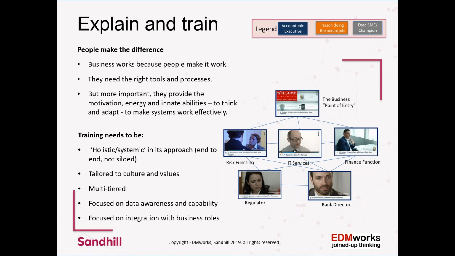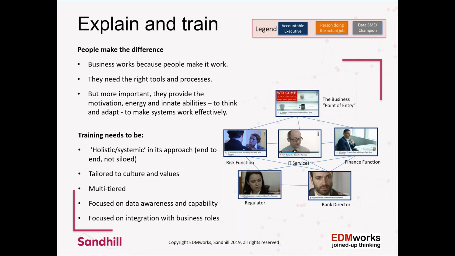And then finally, everybody needs to understand that data is part of the business. So you need some sort of broad, thin training for everybody, so that they understand that data has moved up the priority within the organization, and it is really important. We do all sorts of things.